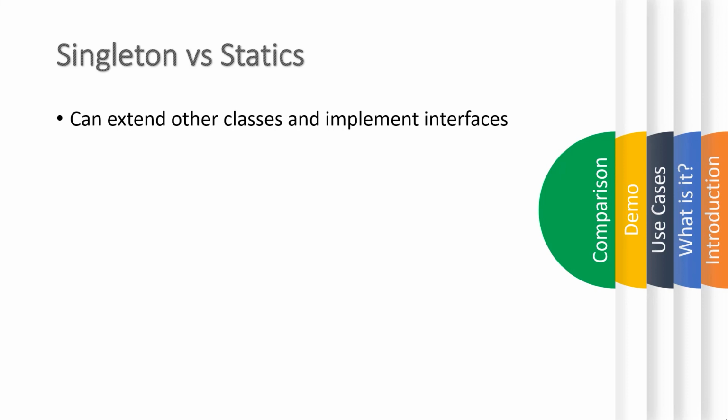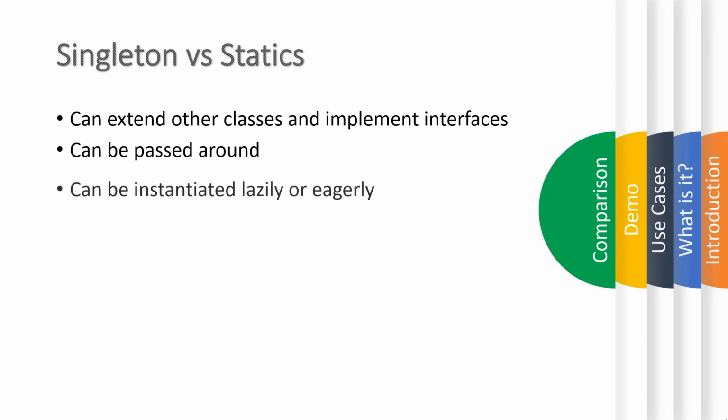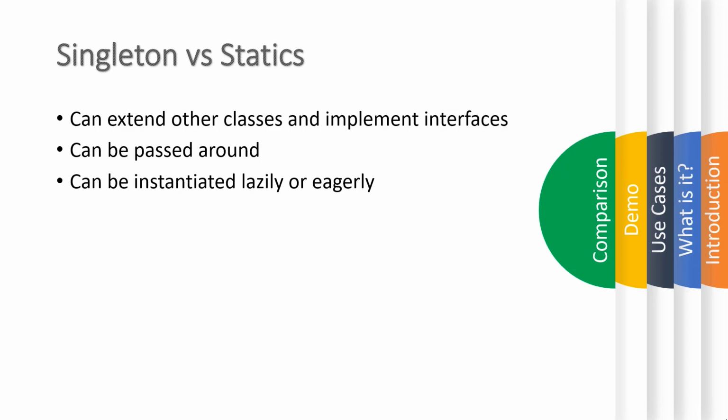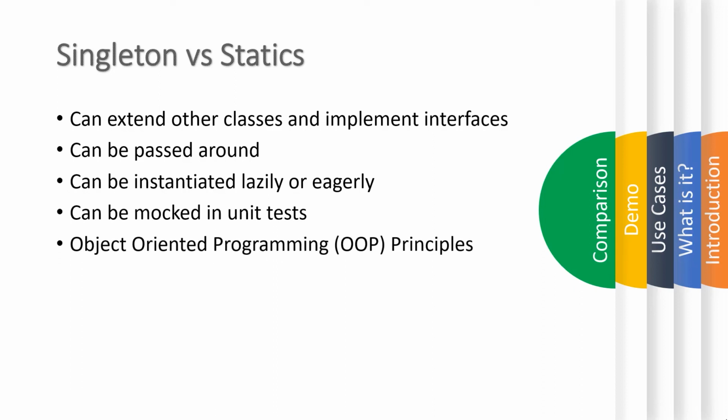Singleton objects can be passed around. They are all objects. Singleton objects can be instantiated lazily or eagerly. This is not the case with statics. Singleton objects can be mocked in unit tests, so you don't have to worry about them. Singleton objects comply with principles of object-oriented programming. You can do inheritance, as I mentioned earlier. You can do polymorphism. You can have encapsulation and much more.